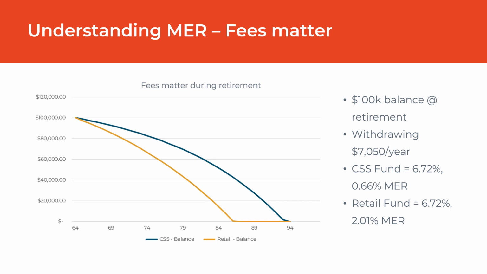This slide emphasizes that fees do matter. In the example shown, a $100,000 account balance at retirement with a withdrawal of $7,050 annually and using a rate of return of 6.72%. You can see the difference that fees at CSS of 0.66% and the retail fees of 2.01% can make. This shows the funds running out at age 86 with the retail MER of 2.01% versus the funds running out at age 93 with the lower MER at CSS using the same original dollar value.